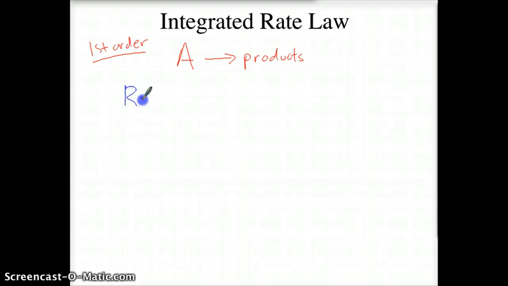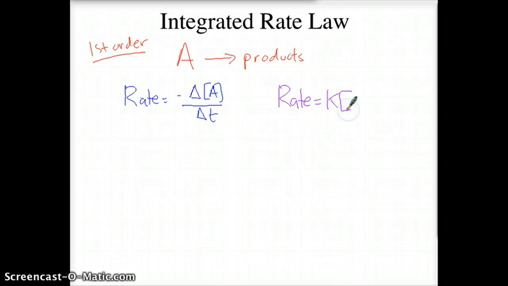we could write rate is equal to the negative change in concentration of A over the change in time, because we know A is a reactant, so the amount of it is going to decrease over time. We also now have learned that we could express the rate law, rate equals k times the concentration of the reactants. The only reactant is A, and since this reaction is first order overall, the exponent here must just be a 1. So now we have two expressions to represent the rate for this reaction.